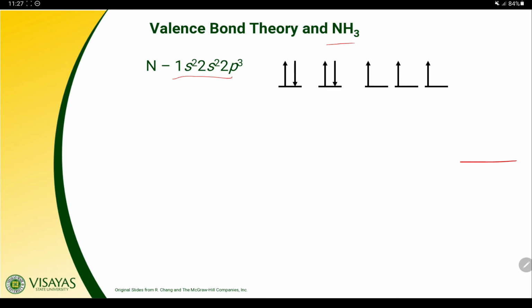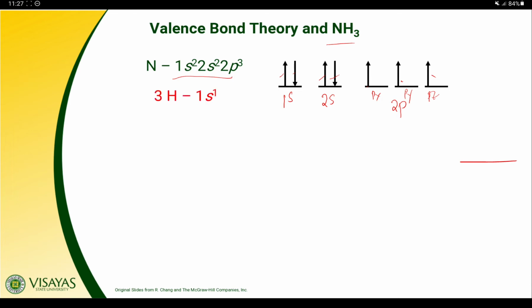So when we put the electrons in the orbitals, this is our 1s, so we have our 2 electrons. This is our 2s, and we have our 2 electrons. And these are our 2p orbitals. We have our px, py, pz, so we have 1 electron for each orbital.